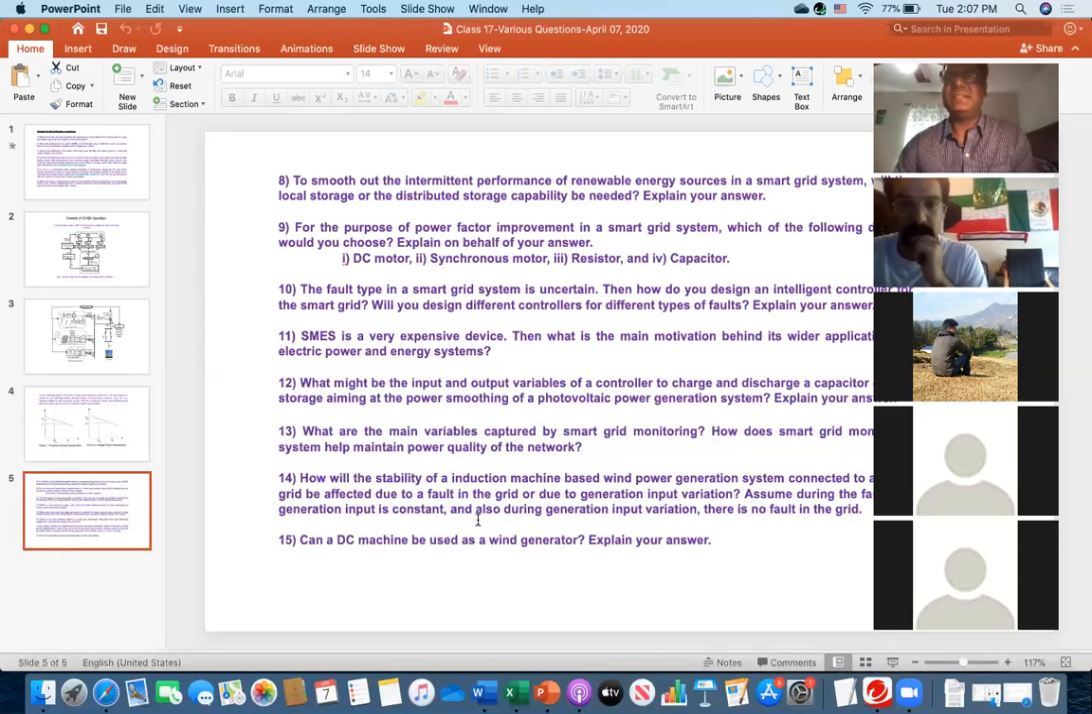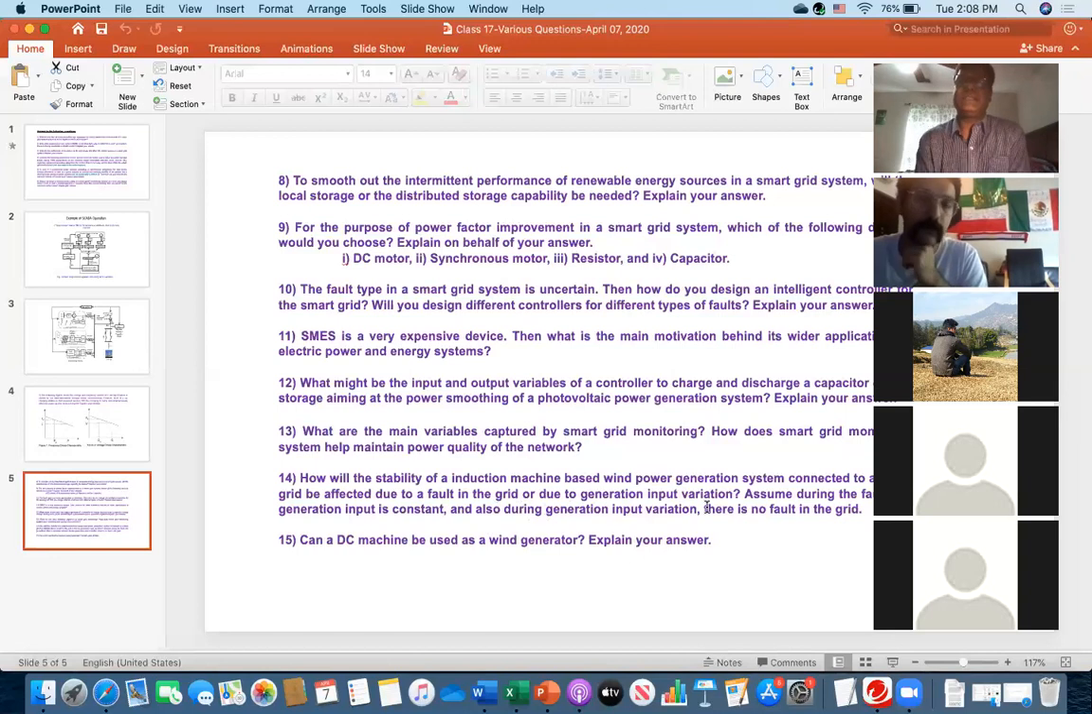You have a smart grid or microgrid system. In that system, you have an induction machine-based wind generator. It is not a synchronous machine. It is an induction machine. Now, I am asking, how will the stability be affected due to a fault in the grid or due to generation input variation?